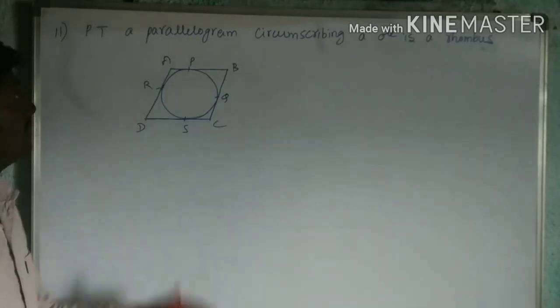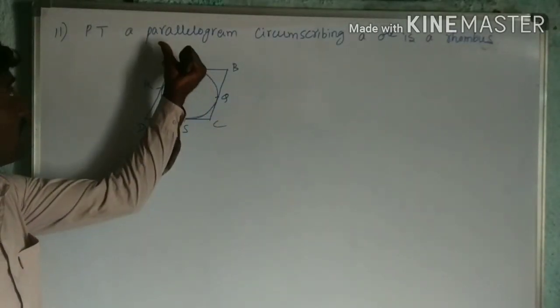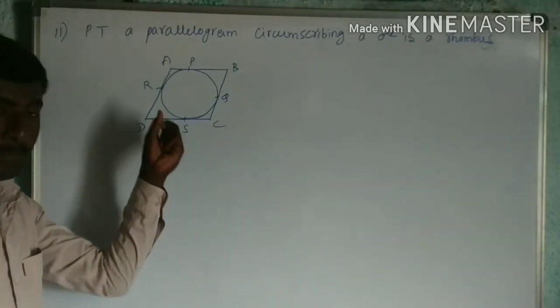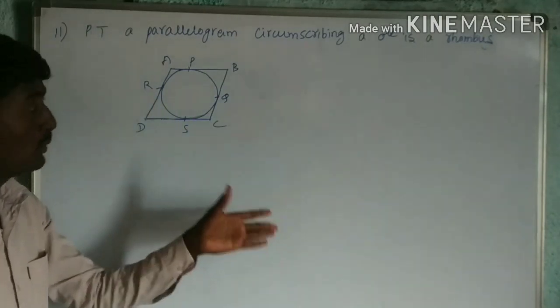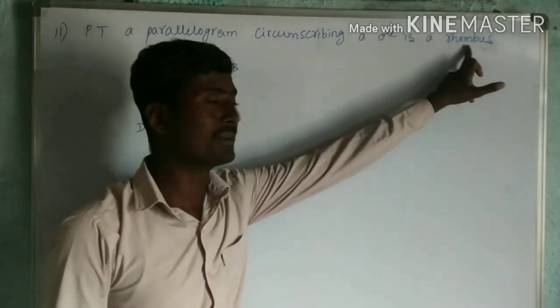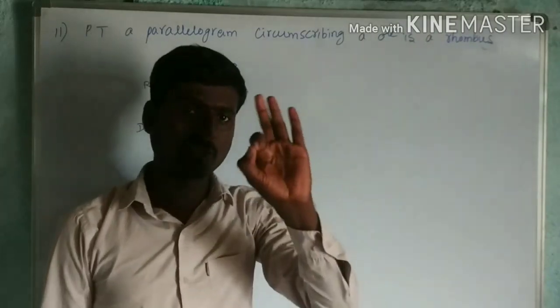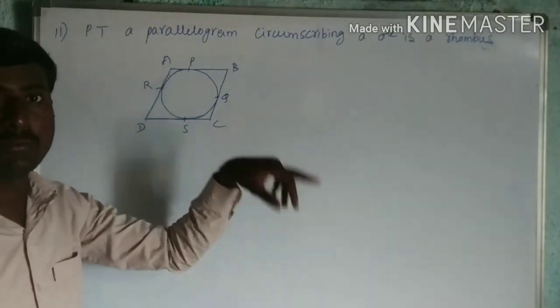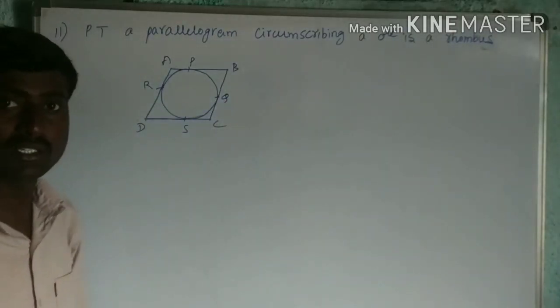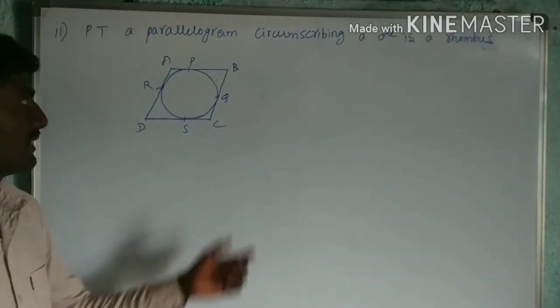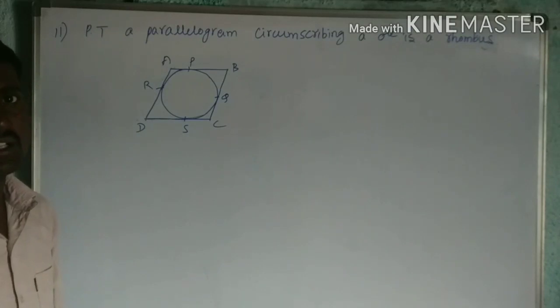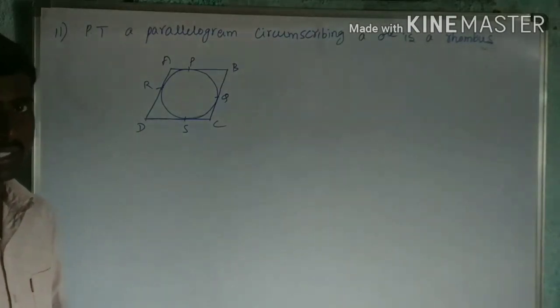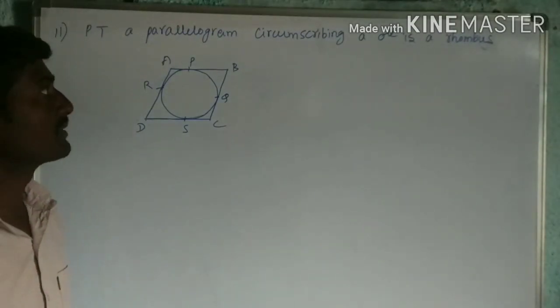They have given that ABCD is a parallelogram. We are going to prove that ABCD is a rhombus. So rhombus means all the four sides are equal. Then I can say it may be a rhombus, or you can say it as a square also. So if it is a rhombus, diagonals are not equal. If it is a square, diagonals are equal. That is the difference between the rhombus and square.